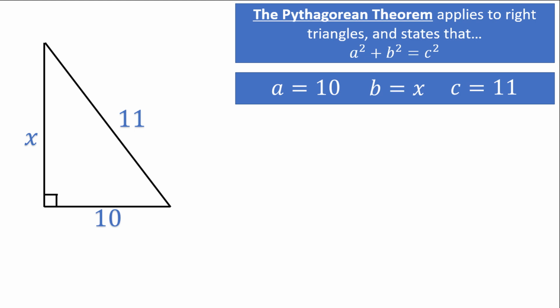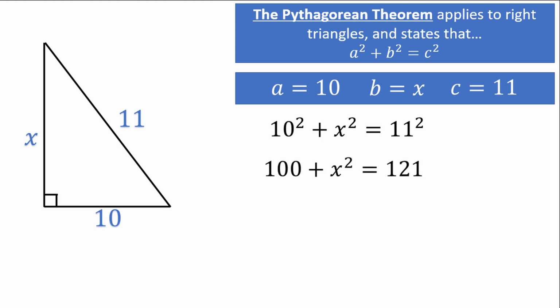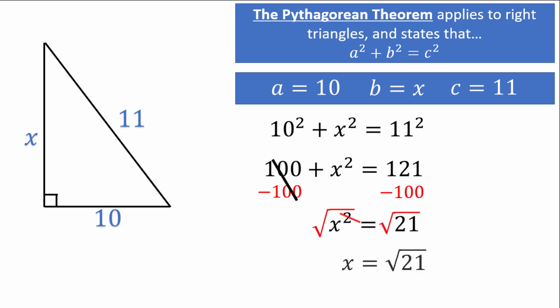Plugging into the Pythagorean theorem, we have 10 squared plus x squared is equal to 11 squared. This simplifies to 100 plus x squared is equal to 121. If we subtract 100 from both sides, we get x squared is equal to 21. Taking the positive square root of both sides, we get x is equal to the square root of 21.